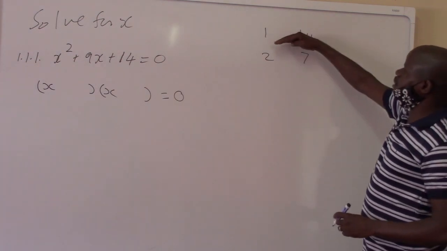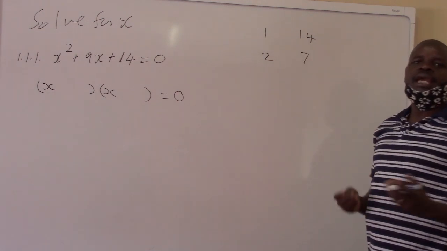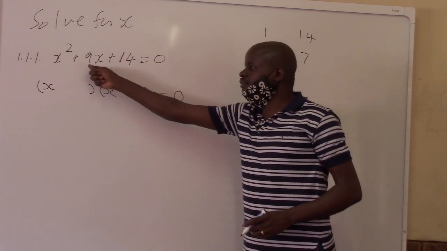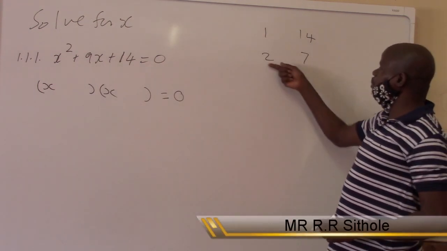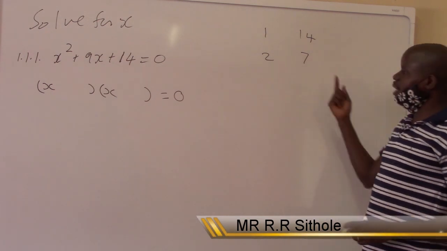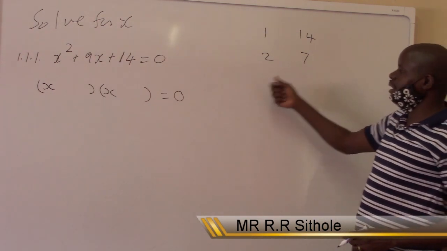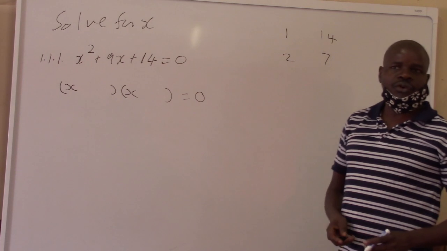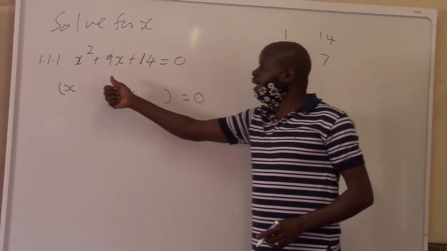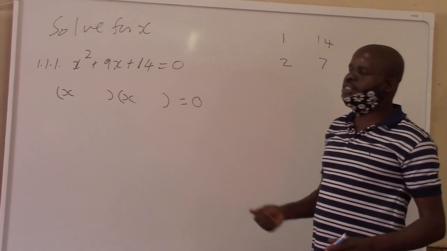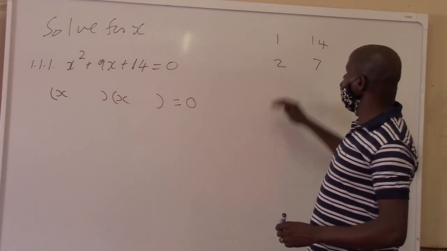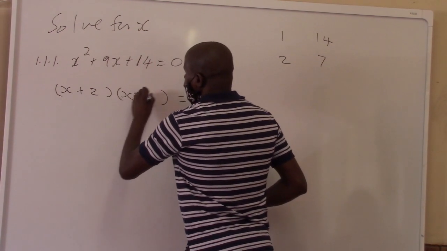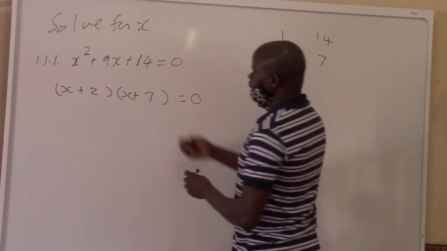If we add 1 and 14, it gives us 15. When we say 14 minus 1, it gives us 13. So it won't give us the middle term. But when we come to the other pair, which is 2 and 7, 2 plus 7 gives us 9. The signs must also be taken into consideration, whereby we have a positive and positive. So both our factors should be positive. When we add 2 and 7, it gives us 9. So we are going to have plus 2 and plus 7.